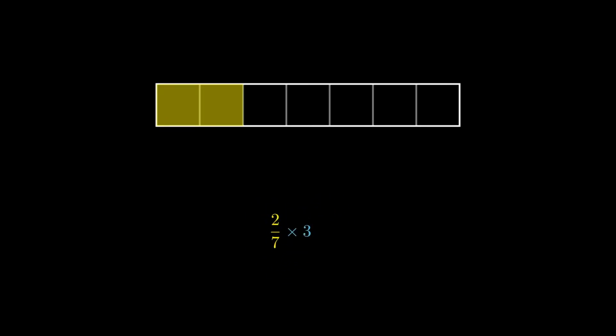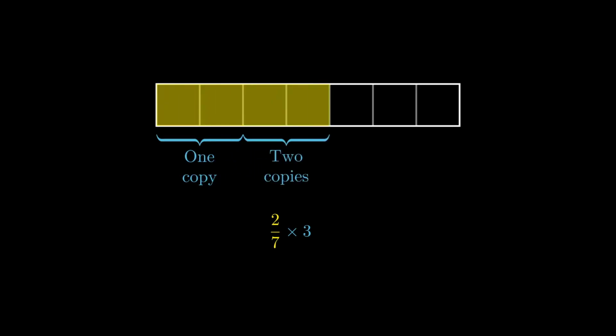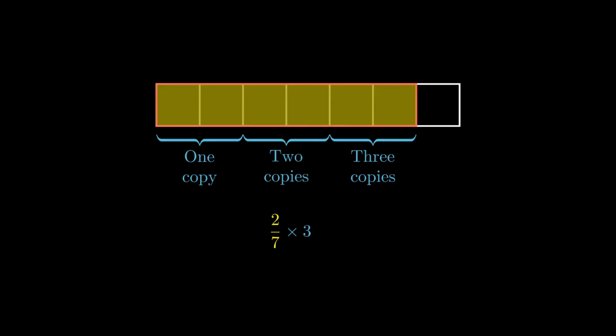Well, it means we take one copy of that, we take a second copy, and then we take a third copy, and we see what we've got. So if you look at that carefully and you lump all of it together, you should see you've got 6 bits out of 7 still. So you get 6 out of 7.